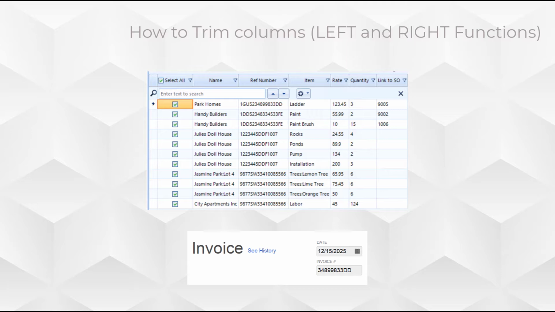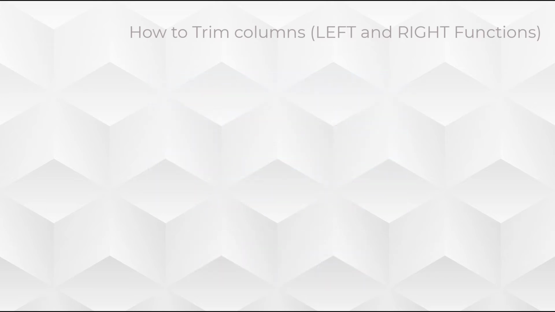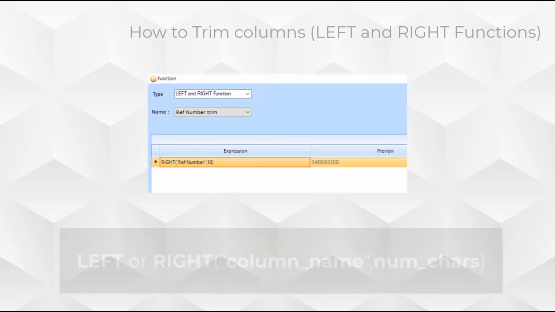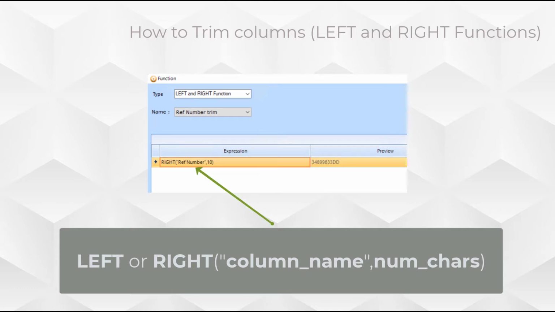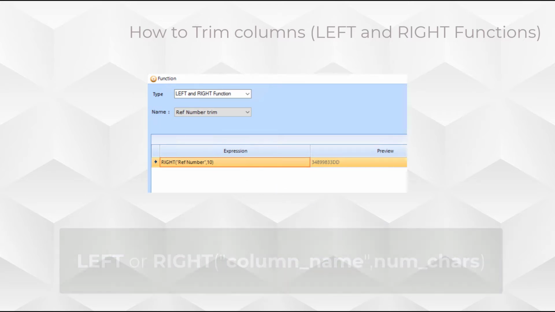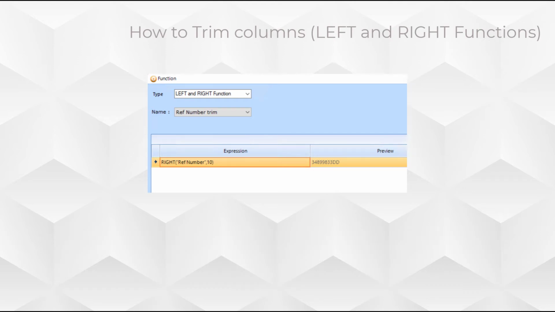So when setting up a trim function, you can use this syntax to create the expression for the function. We specify the name of the column that we want to trim the data for, and we specify how many characters to either the left or the right of the field that we want to trim. Once that has been saved, that function can be used along with the map the next time you want to import into QuickBooks. So let's take a look at how you set that up within Zed Axis.